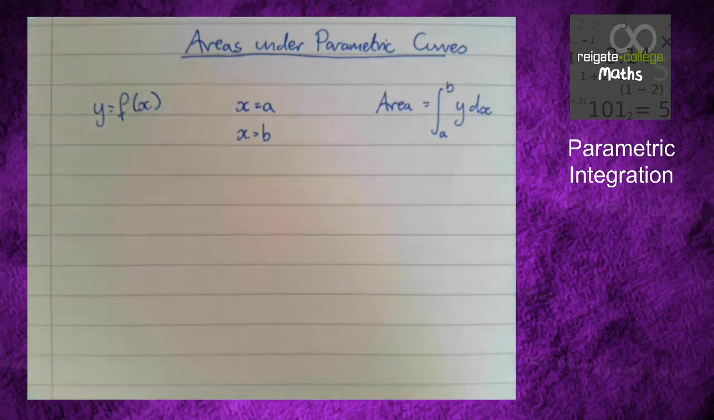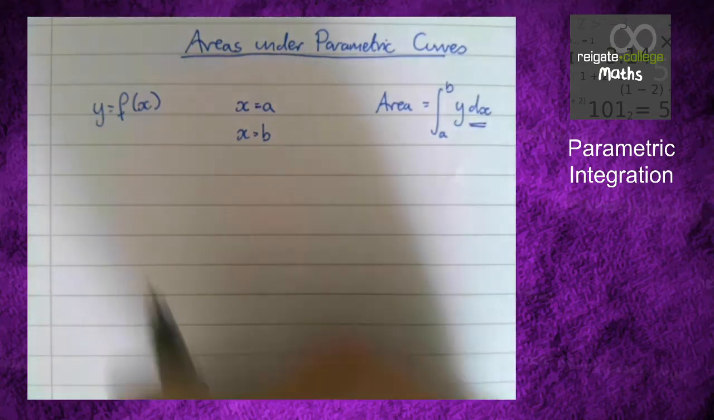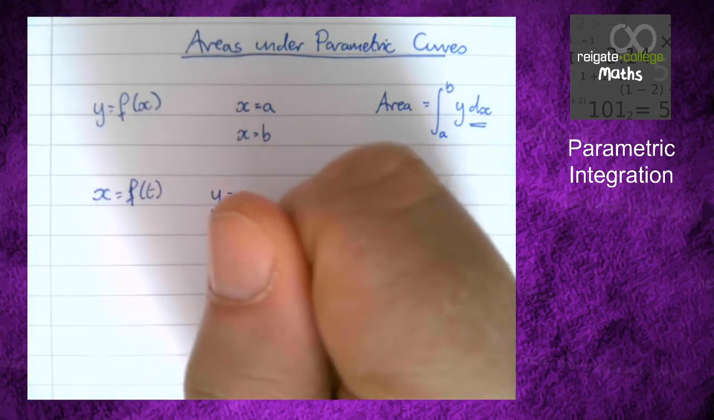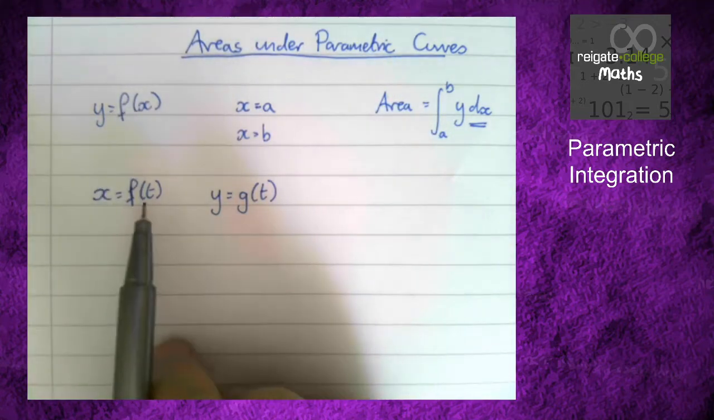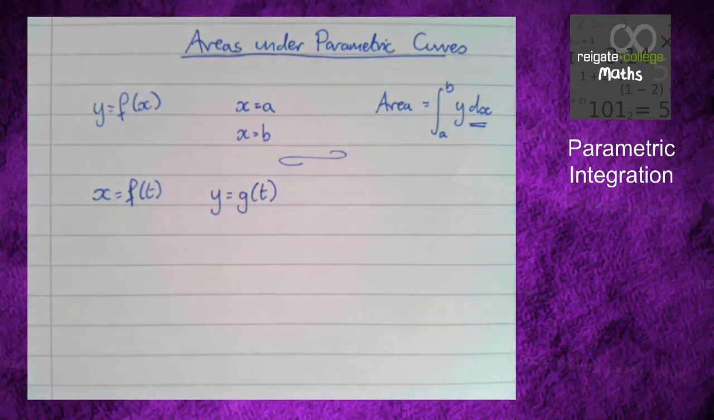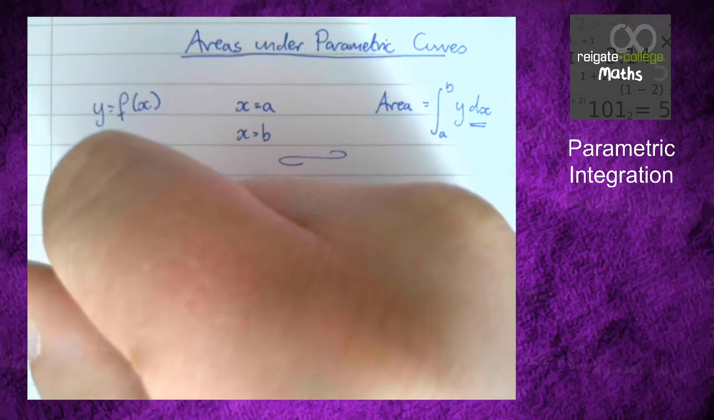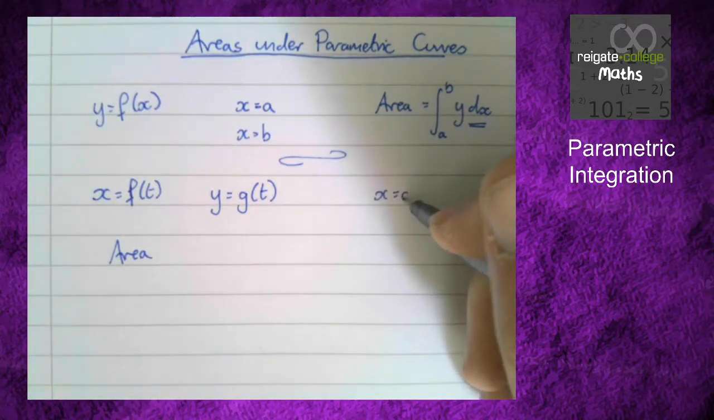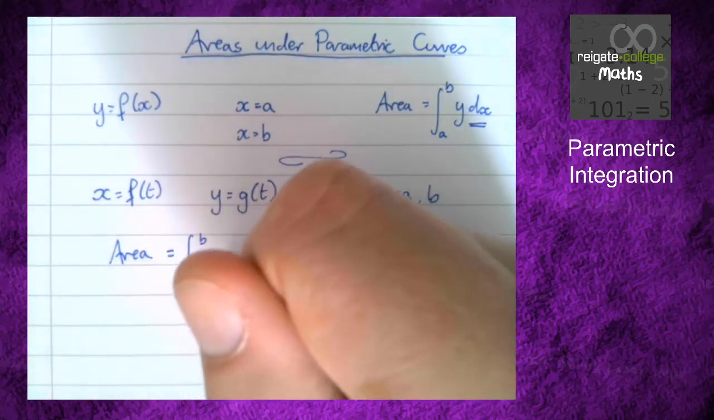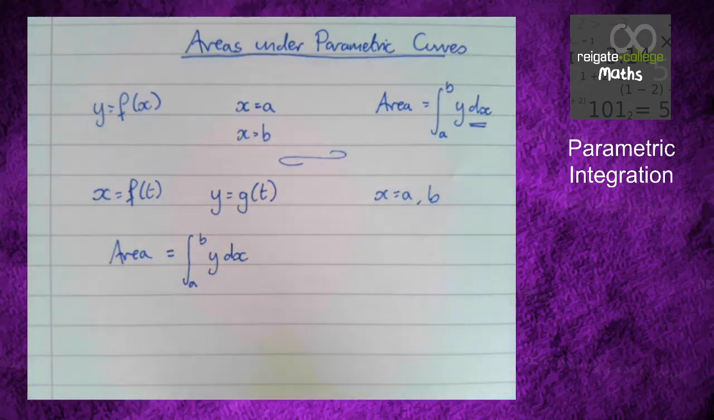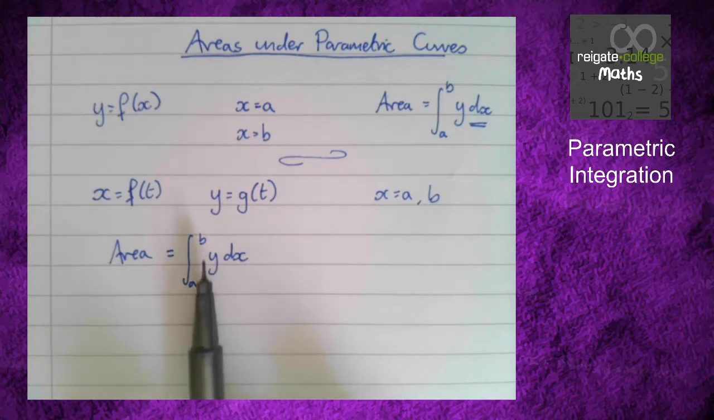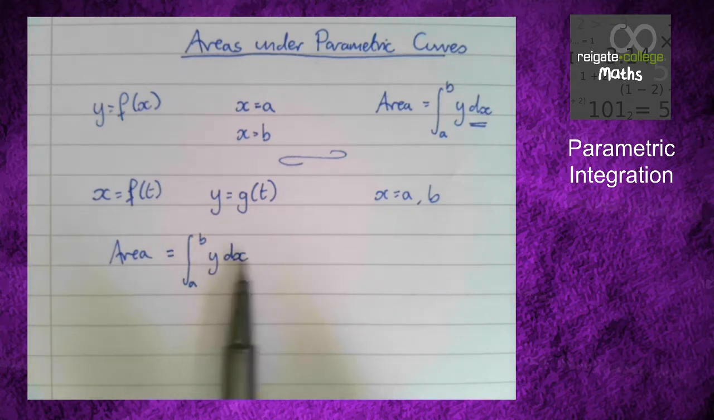The problem with that when we get to parametric curves is this, because we have x defined as some function of t and y defined as some function of t. I'm sorry for using f twice, but this is a new question. The area, we're still going to integrate between a and b. The area is still going to be y dx, but the problem is that y is in terms of t, so we're trying to integrate some function in t with respect to x.